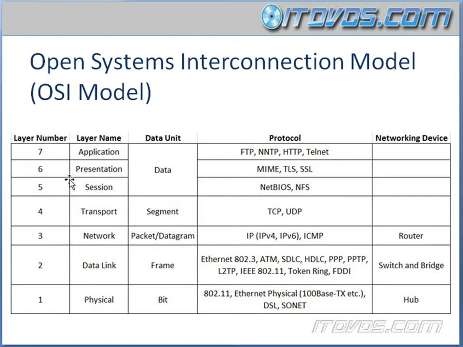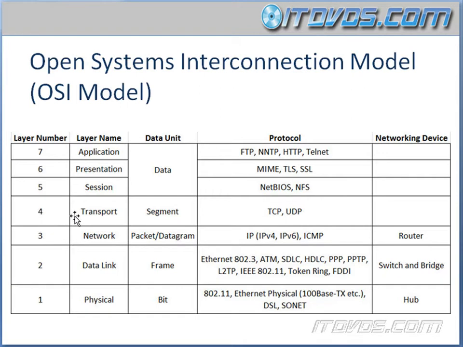So at this point, layer 7, 6, and 5, the data we're working with is just the data. So it hasn't been what's called encapsulated with networking information yet. And we'll get into encapsulation much deeper later on and go over actual examples of encapsulation. But just know that at layers 7, 6, and 5, the data is still just data.